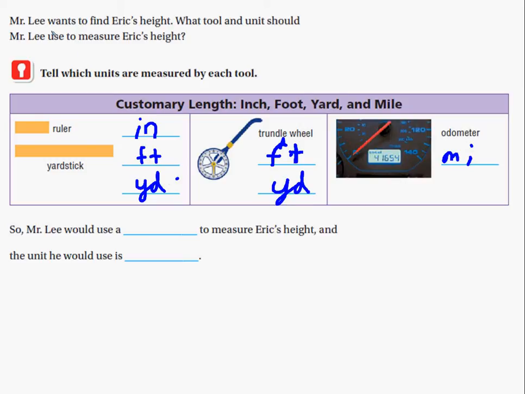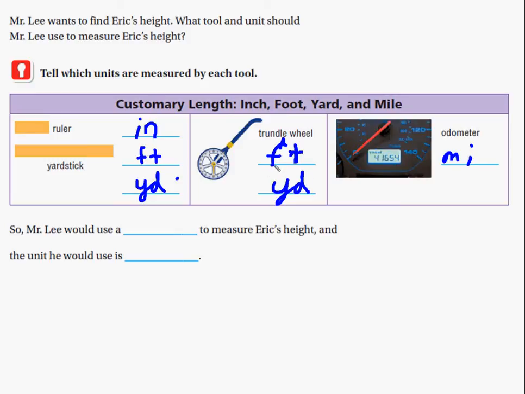So if we're asking a question, Mr. Lee wants to find Eric's height. What tool and unit should he use to measure height? Well, we wouldn't use a car. They'd have to lay down, and you'd have to put the tire right where their feet are, and then slowly move forward, and it'd tell you what fraction of a mile that is.